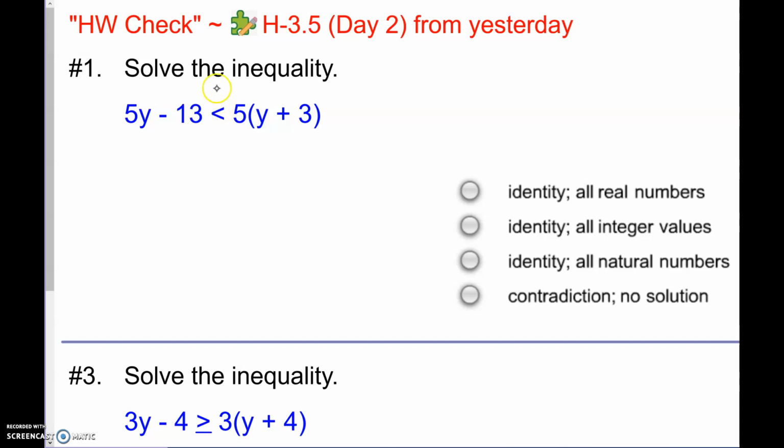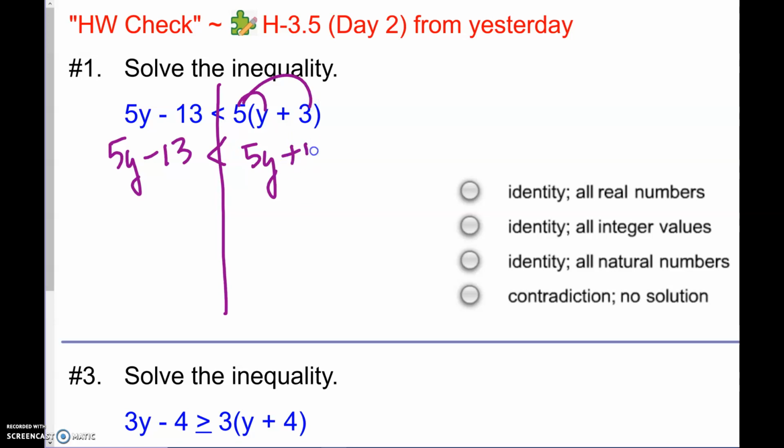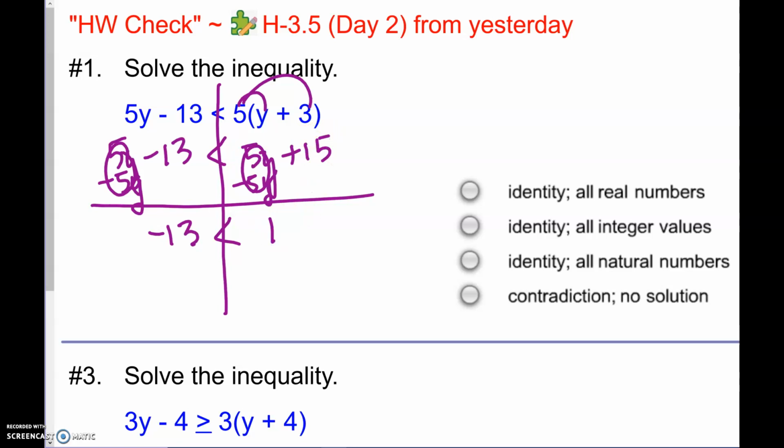So in this one right here, we are going to distribute. So we have 5y minus 13. We'll leave the symbol the same. We're going to distribute 5 times y is 5y, and 5 times 3 is 15. So I'm going to get my letters together first, and I'm going to subtract 5y from both sides.